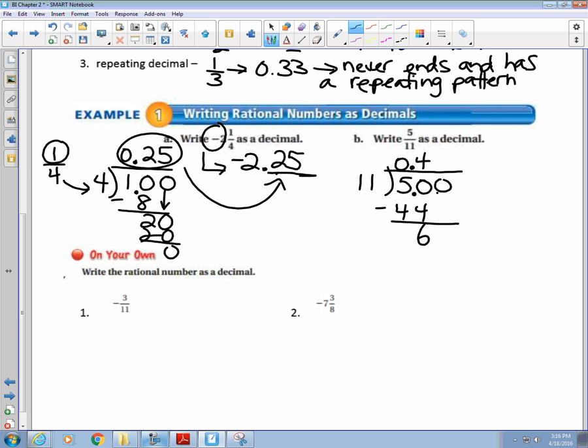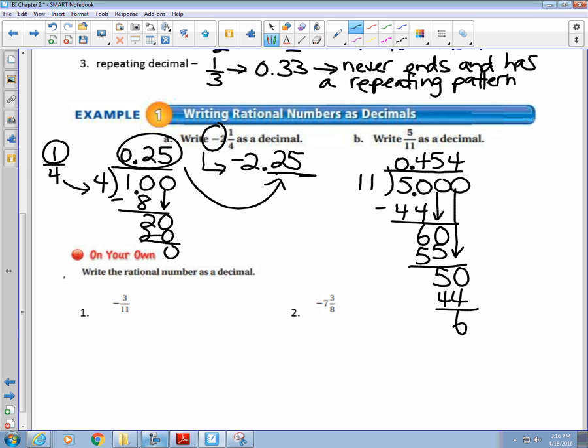Add another 0 and bring it down. Does 11 go into 60? It does. It goes in 5 times, and that's 55. That has a remainder of 5. Another 0 is added and brought down, and we have 50. 11 goes into 50 4 times, and that's 44. And I've realized now that I started to repeat what I was doing earlier in the problem. I have a remainder of 6.